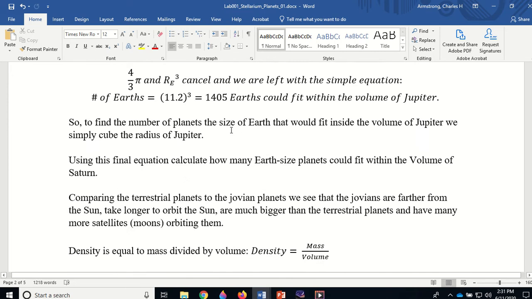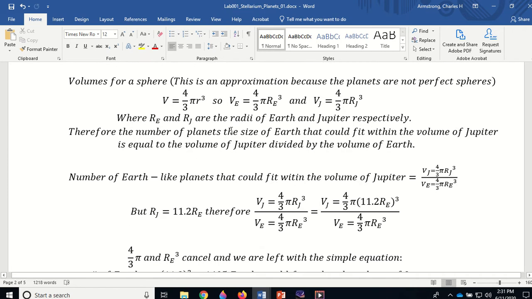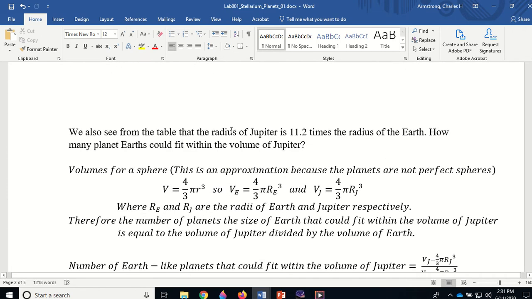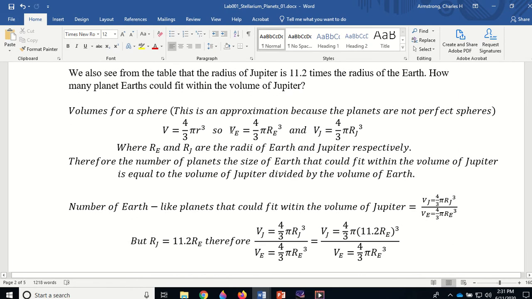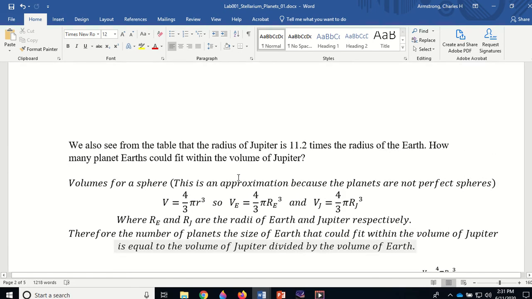Believe me, I just wanted to show people this who may have a little bit more interest in mathematics than a lot of people do. But basically, all we're going to do is try to figure out how many of planet Earth's could fit inside the volume of Jupiter. Okay, and it's not that complicated.